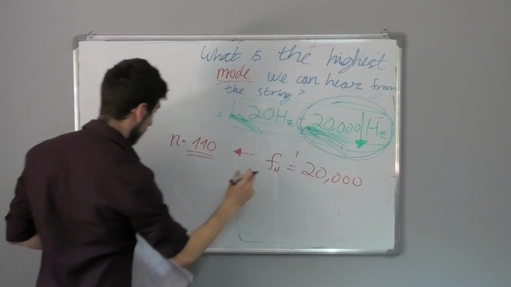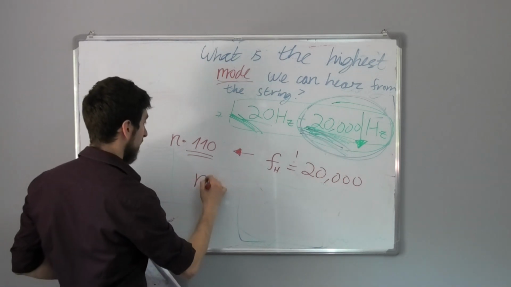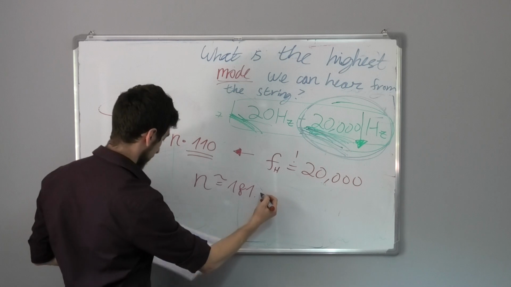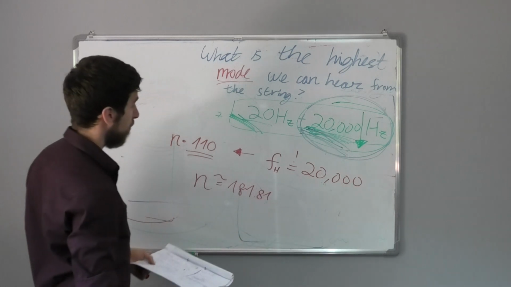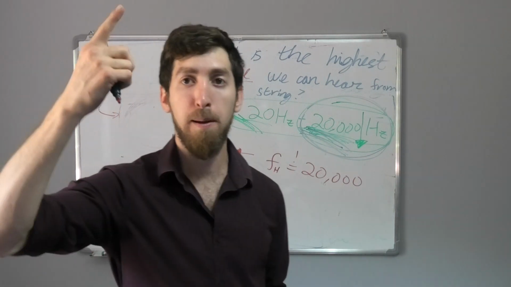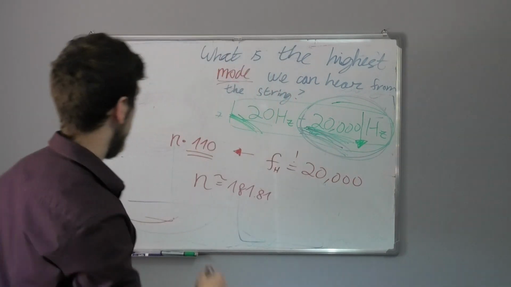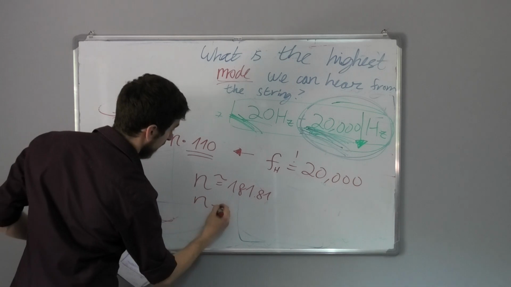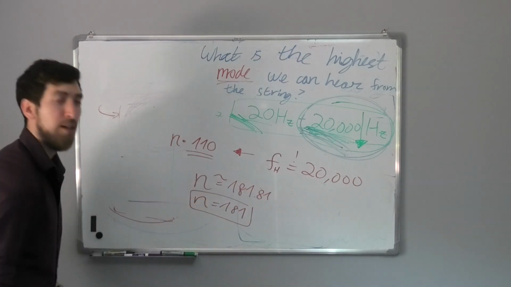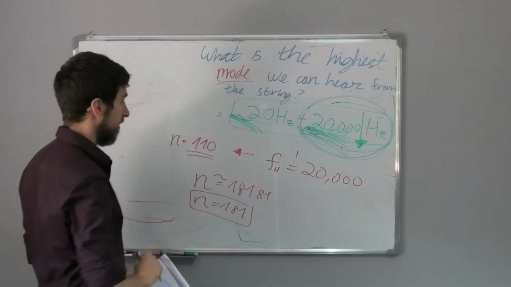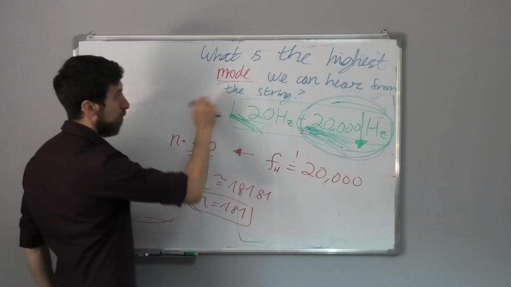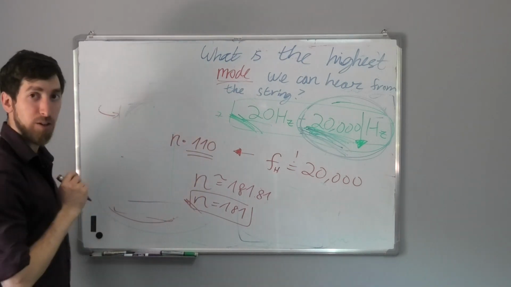So this multiplied by this. So N is approximately 101.81, and remember that N is a natural number. We're talking about the number of peaks that we're going to see, right? So the peaks is actually 108.1. You can't have almost a peak, so it's not a peak. So this is the highest mode that you can hear from the guitar string.